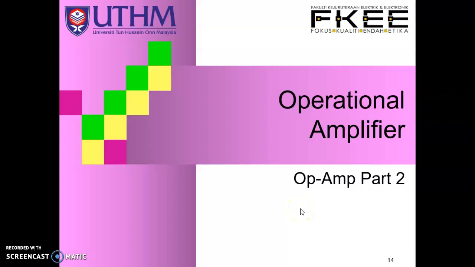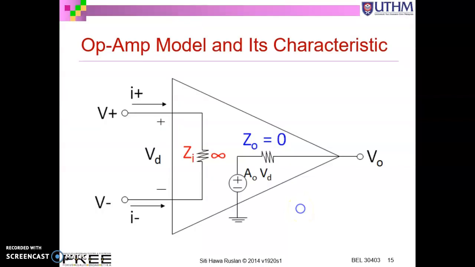Hello, now we move to the second part of op-amp, which is the model of op-amp and its characteristic. We know that the input impedance is infinity, the output impedance of op-amp is 0, the AO or A open loop for op-amp is also infinity. VD is the difference between the non-inverting terminal with respect to the inverting terminals.